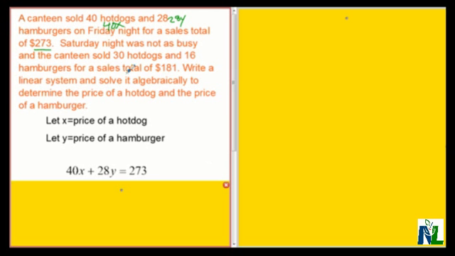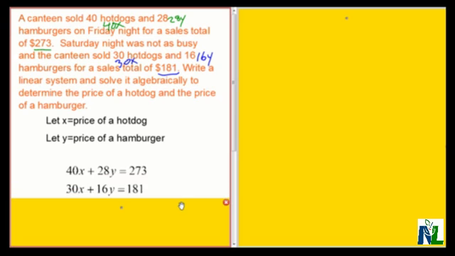For Saturday night, the amount of money collected for selling 30 hot dogs can be represented as 30x, or 30 times x. The amount of money collected for selling 16 hamburgers can be represented as 16y, or 16 times y. Since the sales total that night was $181, the second equation is 30x plus 16y equals 181. In other words, the total sales of hot dogs plus the total sales of hamburgers on Saturday night was $181.